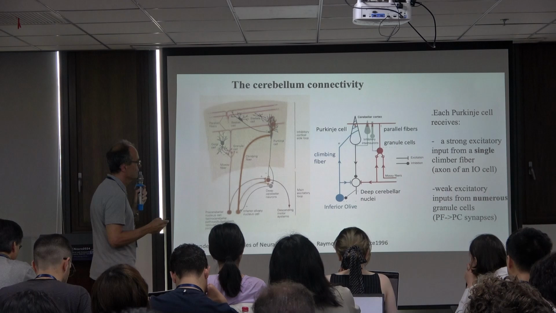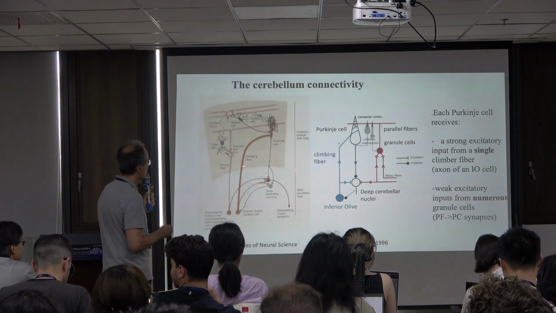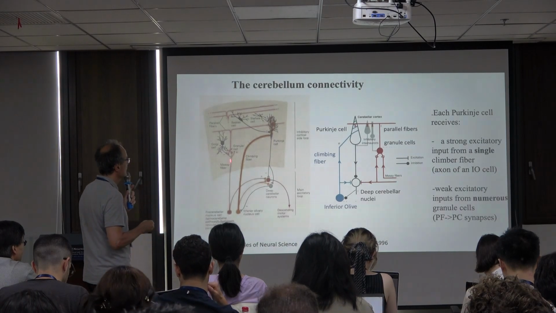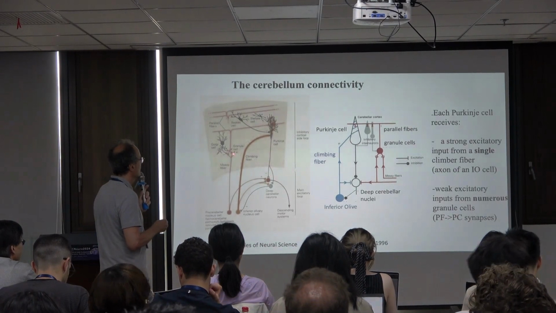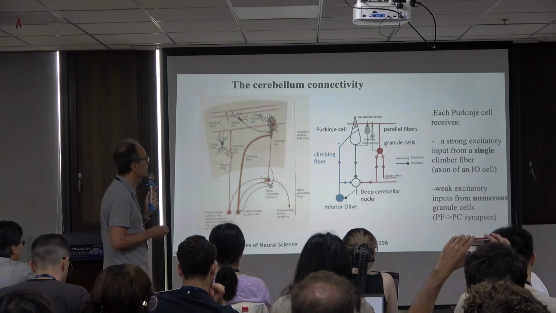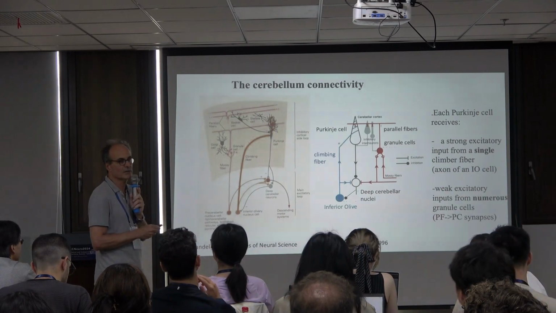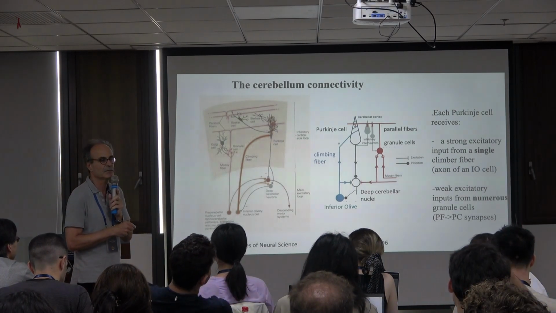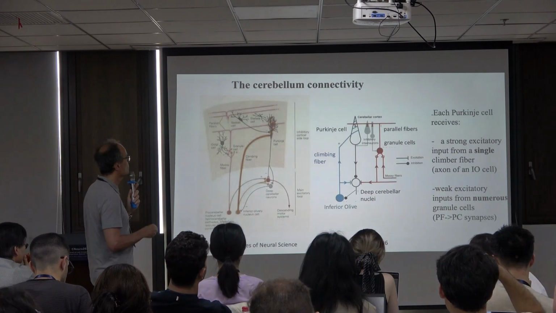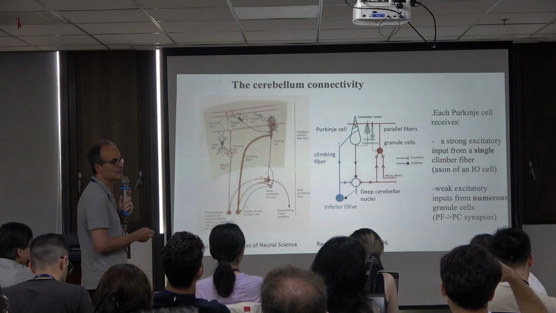So one particularity of the cerebellum is that the input here, the mossy fiber and the climbing fiber, is excitatory, and the rest of the structure is only made of inhibitory neurons. So the Purkinje cell is inhibitory, it inhibits the deep cerebellum.